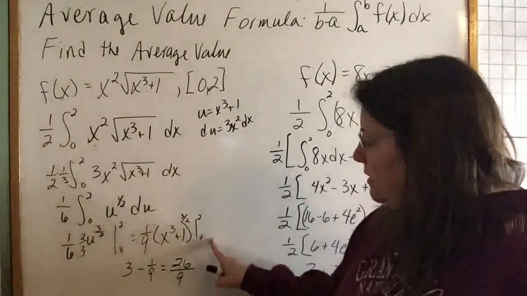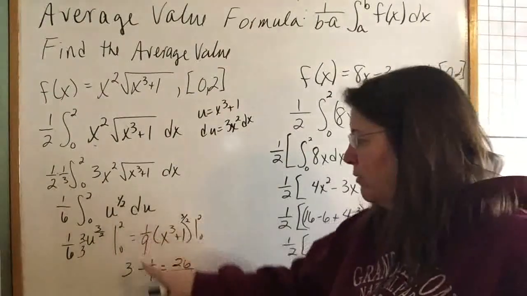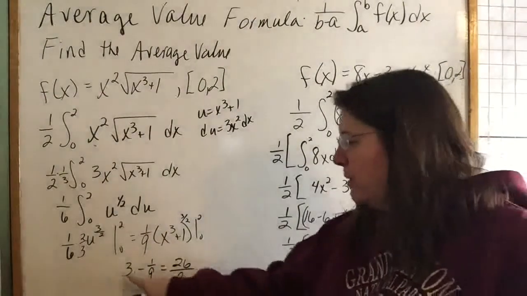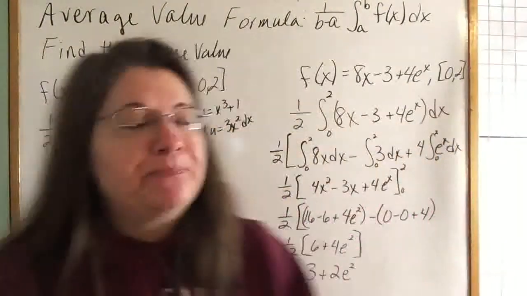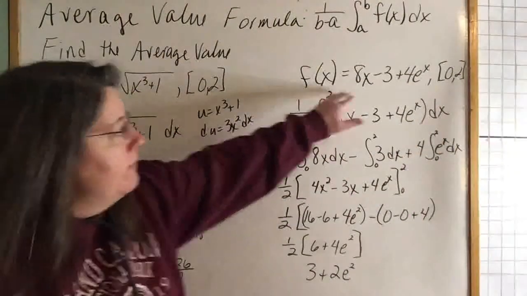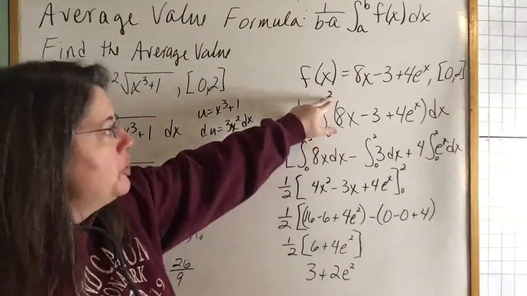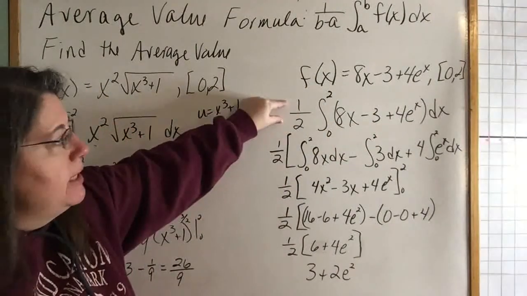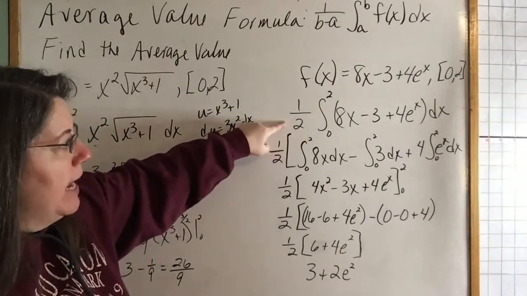Then I plug in 0, getting a 1. 1 to the 3/2 is 1. 1 times 1/9 is 1/9. So we have 3 minus 1/9, which is 26/9. In the next one, my function, I put behind the integral, going from 0 to 2, and then the number in front is 1 over b minus a. b is 2, a is 0, so that's 1/2.